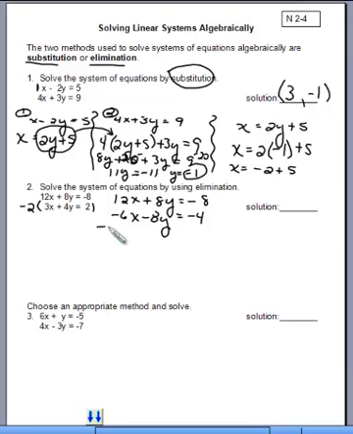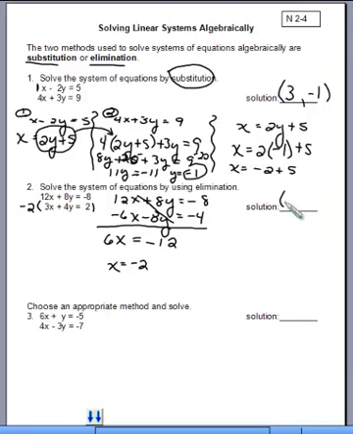Okay, then we're going to add these equations together for elimination. 12 minus 6 is 6x. 8y minus 8y is 0. So that's what we've done. We've eliminated the y variable, and that equals negative 12. Now dividing by 6, x is equal to negative 2.